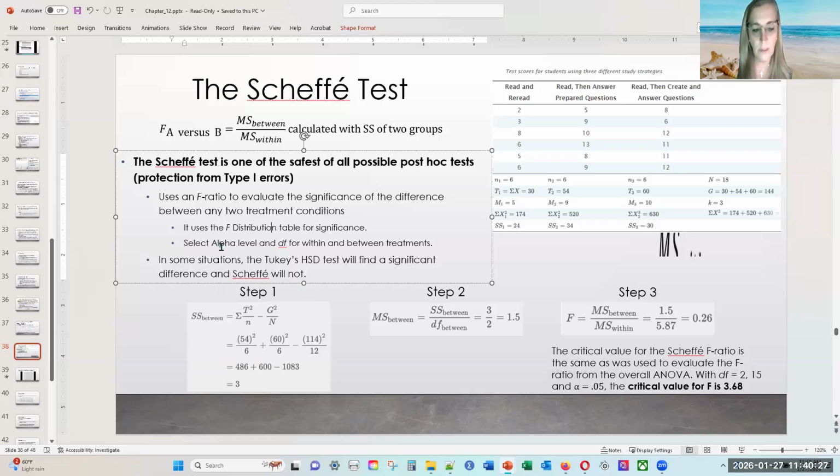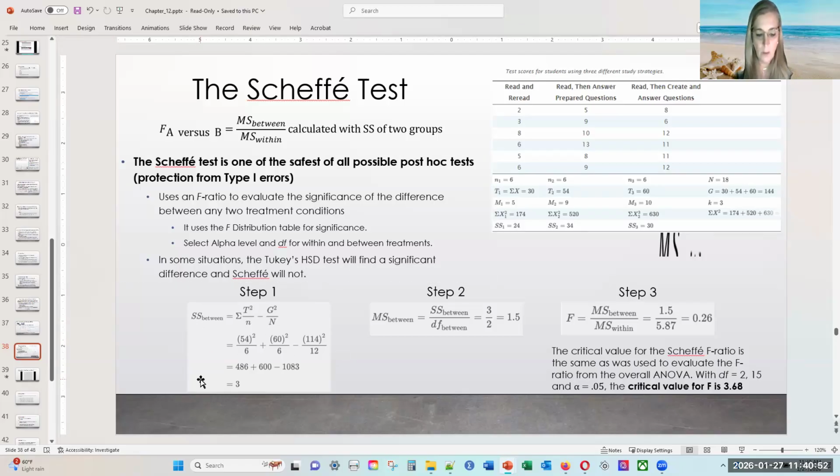So for these, you also select an alpha level and degrees of freedom for within and between to find the F, which should be the same as what you use for the ANOVA. You should also note that sometimes the Tukey's test will find a significant difference between groups when the Scheffé test will not. So you can see the steps that you take to calculate the significance for Scheffé here.